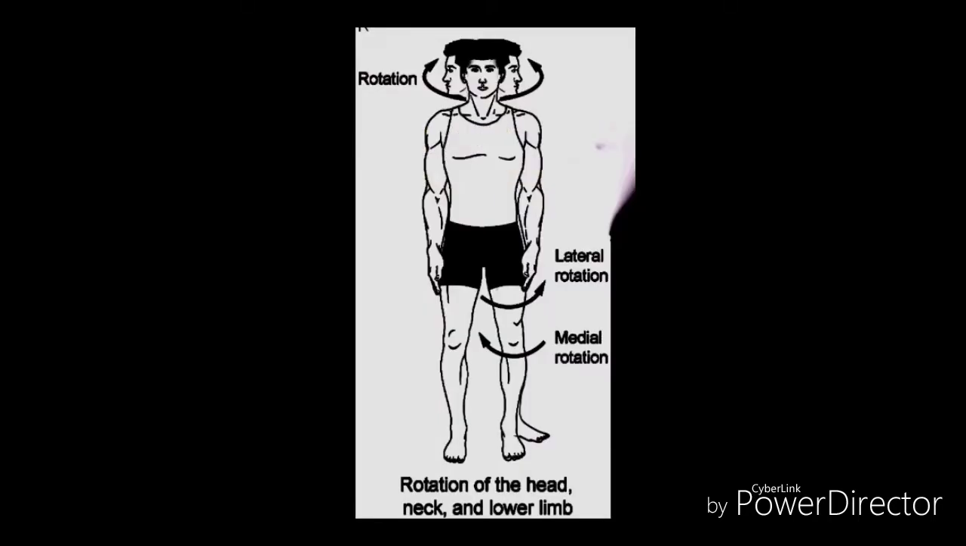What is medial and lateral rotation? It is the movement that brings the anterior surface of the limb toward the midline of the body, called medial or internal rotation. Conversely, rotation of the limb so that the anterior surface moves away from the midline is lateral or external rotation. Here are some examples of medial and lateral rotation.